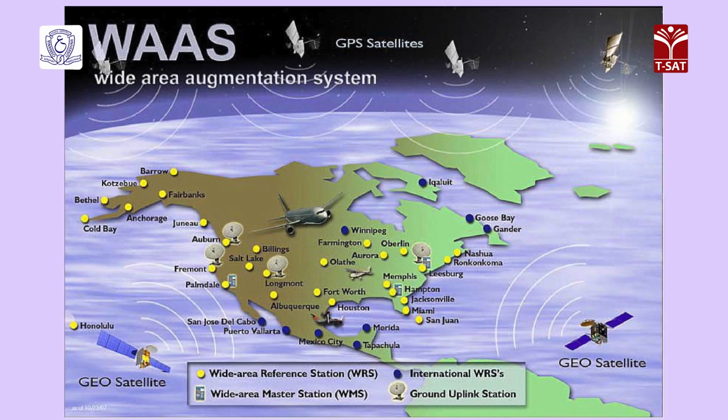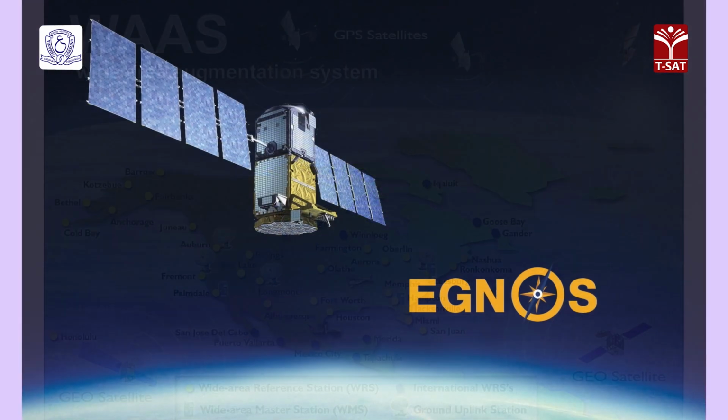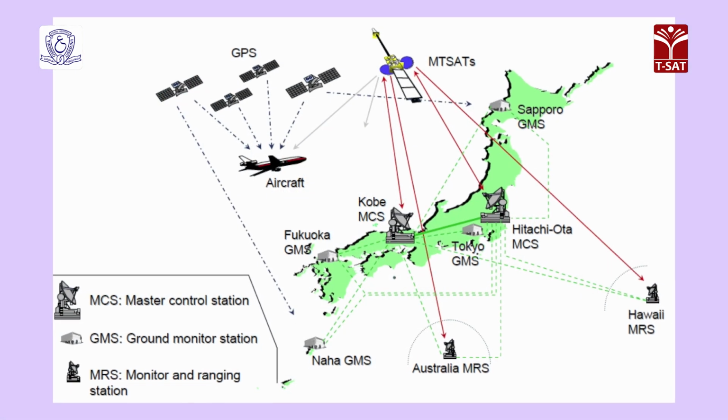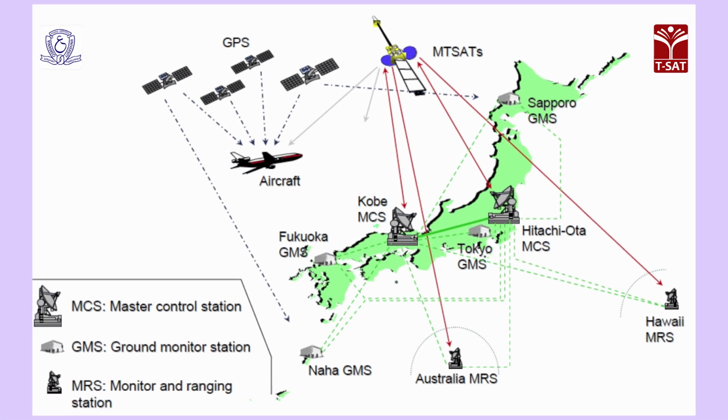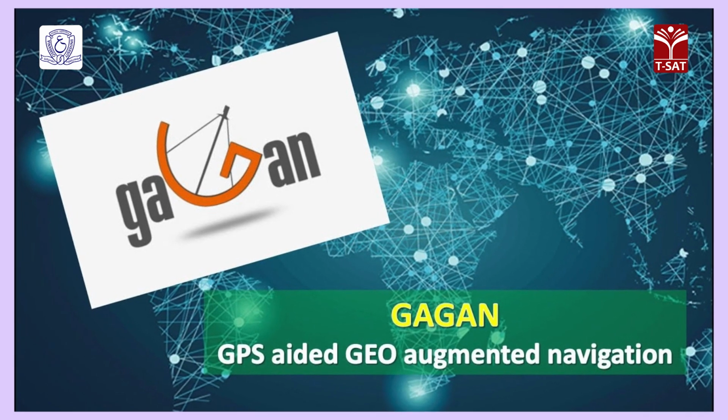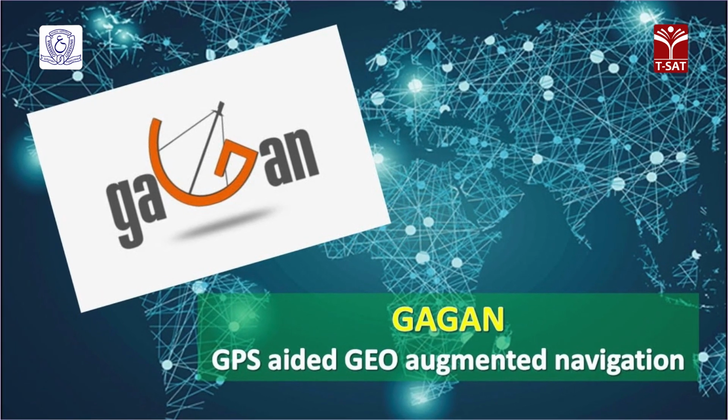Augmentation. GNSS augmentation is a method of improving a navigation system's attributes such as accuracy, reliability and availability through the integration of external information into the calculation process. For example, the Wide Area Augmentation System, the European Geostationary Navigation Overlay Service, the Multifunctional Satellite Augmentation System, the Differential GPS, the GPS Aided Geo Augmentation Navigation (GAGAN) and Inertial Navigation System.